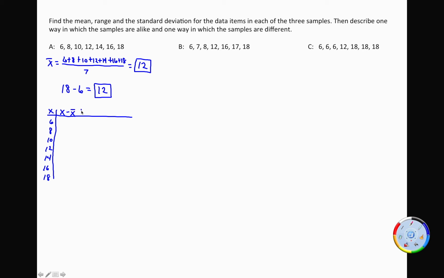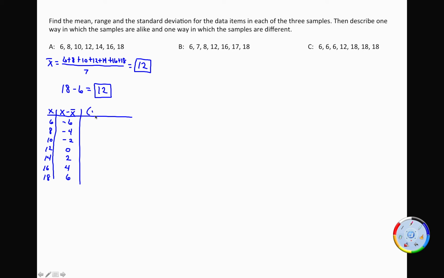Their deviation from the mean. If the mean is 12, 6 minus 12 is negative 6. 8 minus 12 is negative 4. 10 minus 12 is negative 2. 12 minus 12 is 0. 14 minus 12 is 2. 16 minus 12 is 4. And 18 minus 12 is 6.